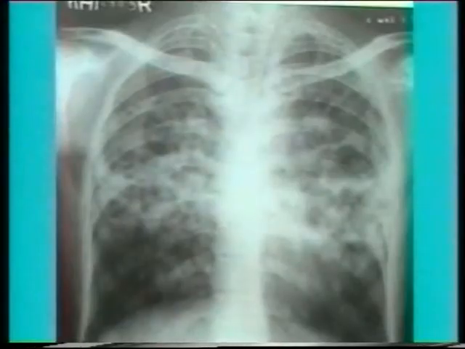This X-ray shows a fibrocavitatory lesion in the mid-zones. Note the dense streak-like shadows of fibrosis with cavities in between.